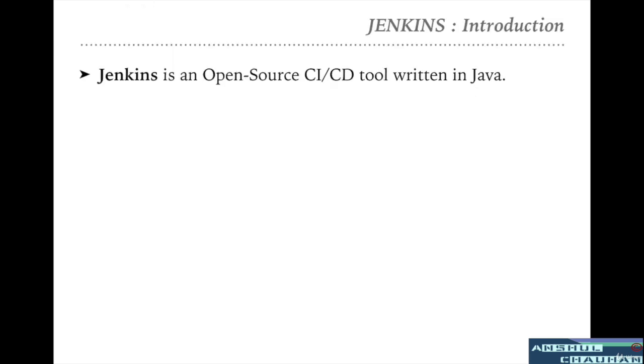So Jenkins is an open source CI/CD tool which is written in Java. When I am talking about CI/CD, it means continuous integration and continuous delivery. Jenkins is an open source tool written in Java, which we will use for continuous integration and continuous deployment. We will see how we can use Jenkins for CI and CD purposes.